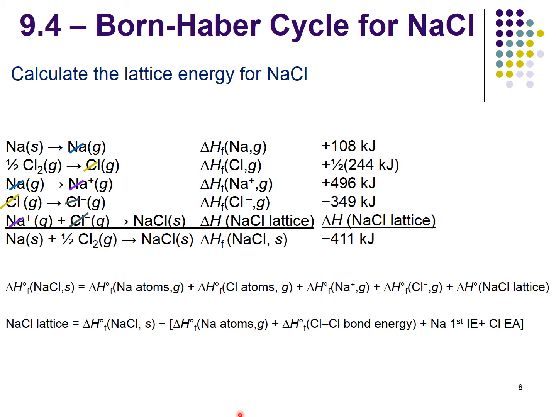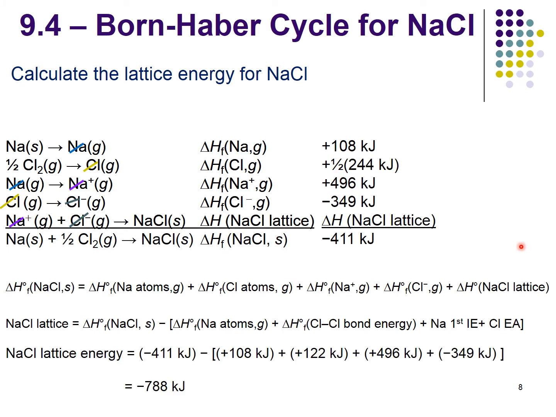Here's our numbers. Now we would look all of these up in the back of the book. If it was a test question, they'd be given to you. This is the one that we're solving for. We do multiply them by coefficients, so for chlorine it's a 1/2. Plug in our numbers, and for our lattice energy for sodium chloride we get negative 788 kilojoules, and that is kilojoules per mole.